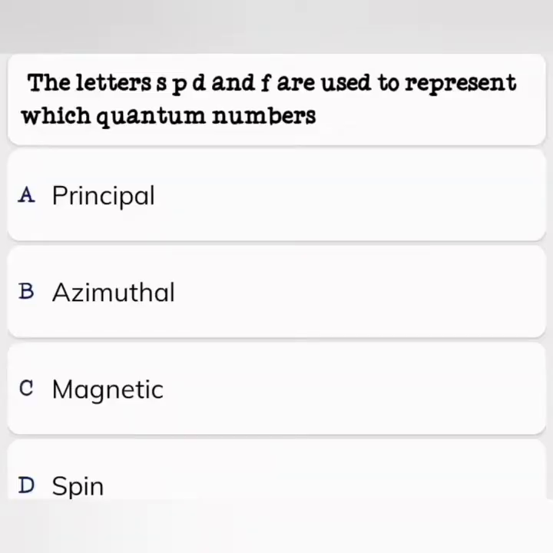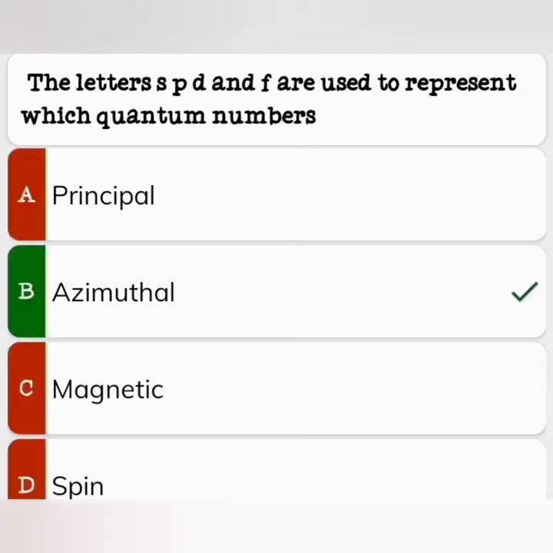So the MCQ number 1, the letters S, P, D and F are used to represent which quantum number? A. Principal, B. Azimuthal, C. Magnetic, D. Spin. Yes, so the right option is B, azimuthal.